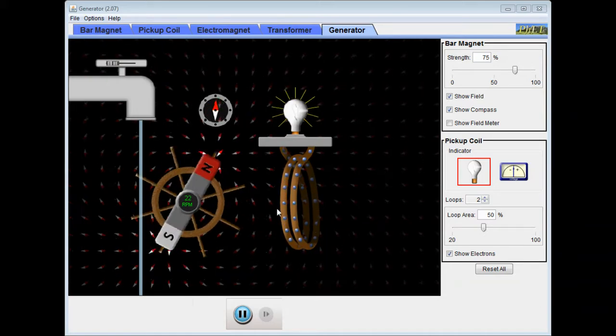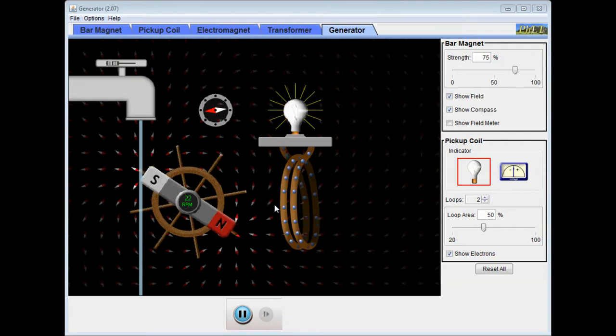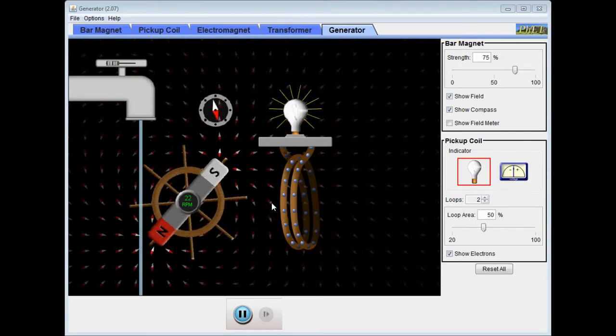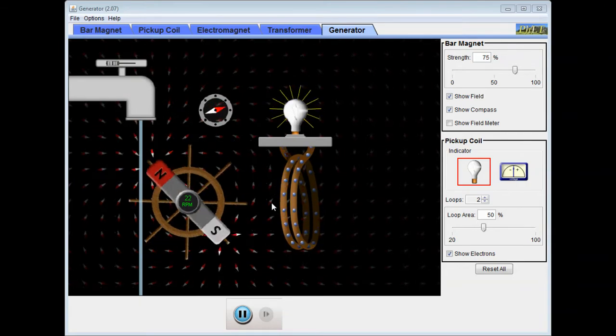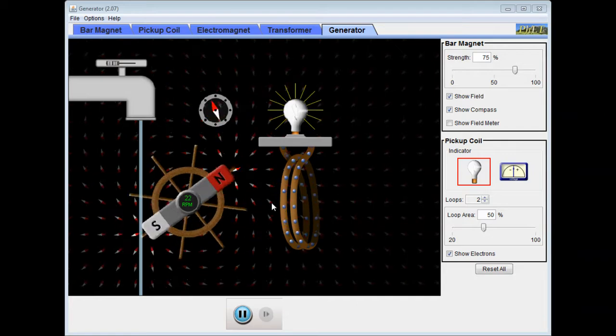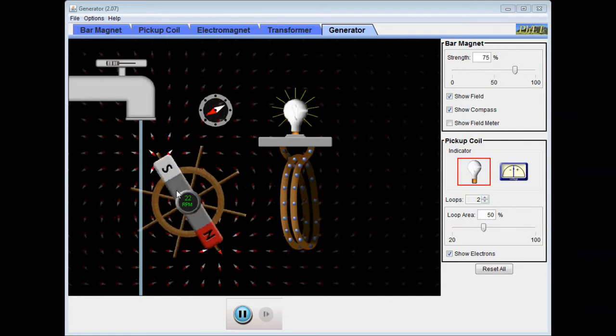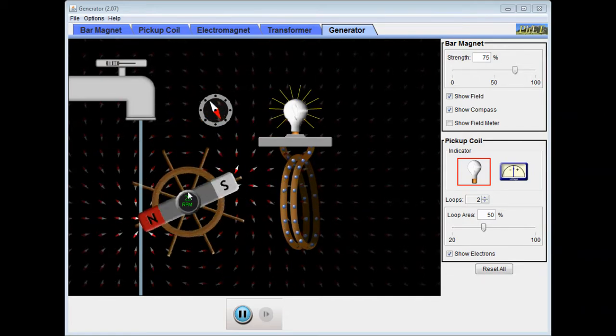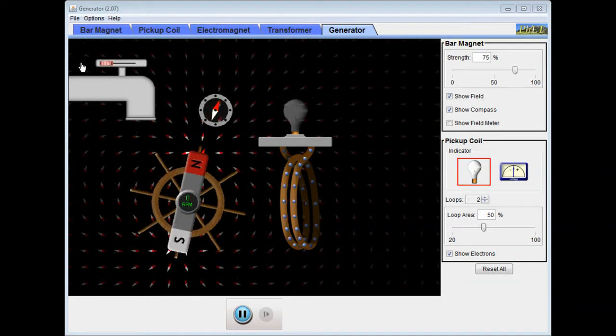The reason that spin is so necessary is because if we look here at the magnetic field lines, we notice that these magnetic field lines are constantly changing. They're changing because the magnet is spinning. If the magnet were no longer spinning, then the magnetic field stops changing. If the magnetic field stops changing, then the electrons stop being influenced.